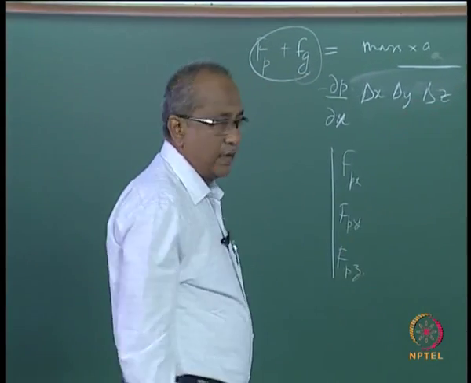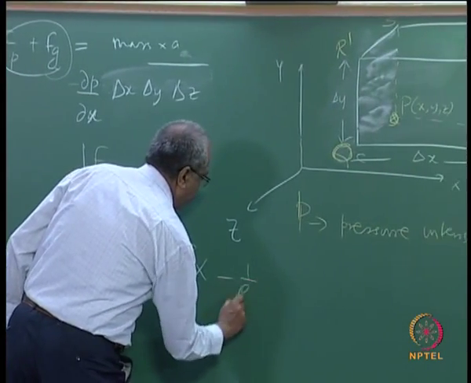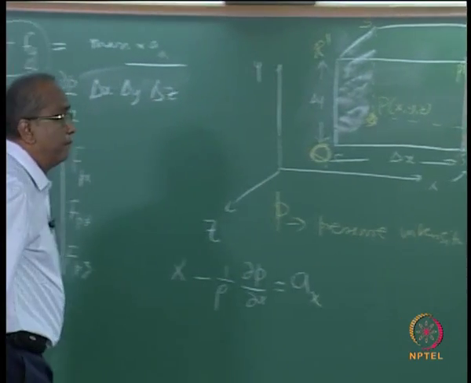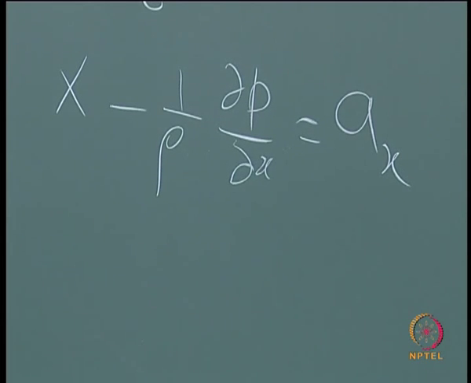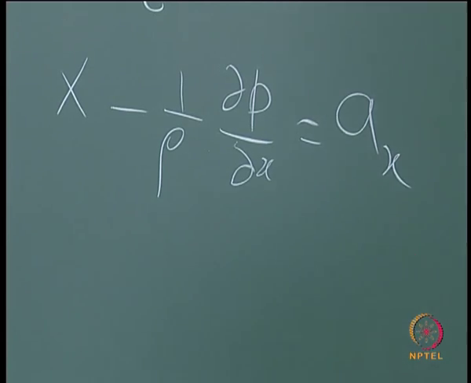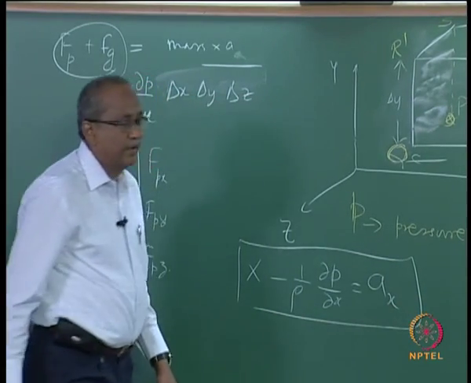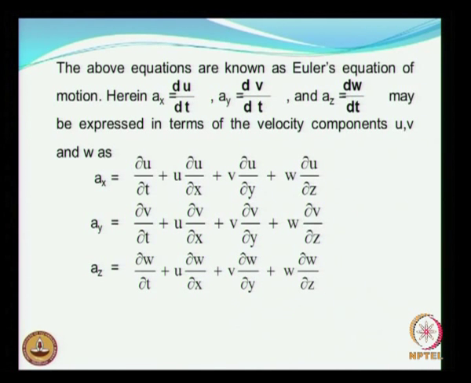So, you remove the volume, so you get 1/ρ ∂p/∂x = Ax. Similarly you have in the other two directions y, z, etc. So this is actually called your Euler's equation of motion. The above equations in the three directions are called the Euler's equation of motion.